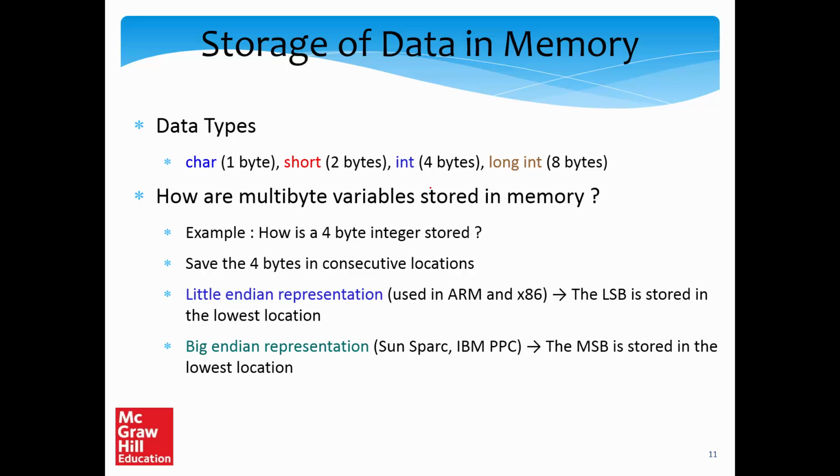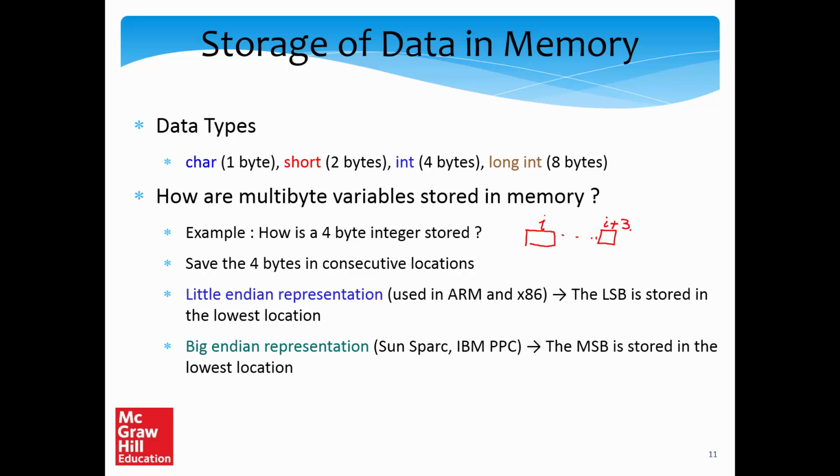So the question that we need to answer is that in memory, how exactly is data stored? How is a 4-byte integer stored? What we do is that we save the 4 bytes in consecutive locations in memory, starting, let's say, the first location is I, and the last location is I plus 3.